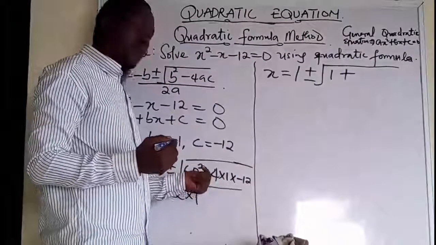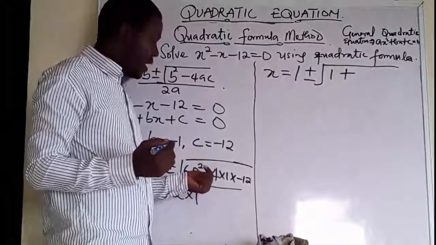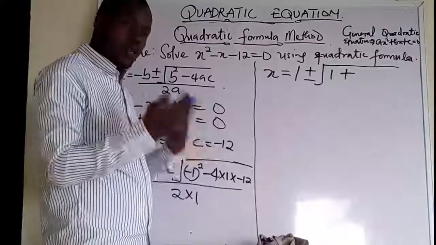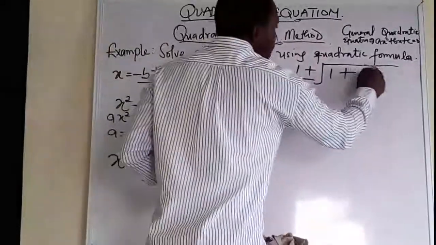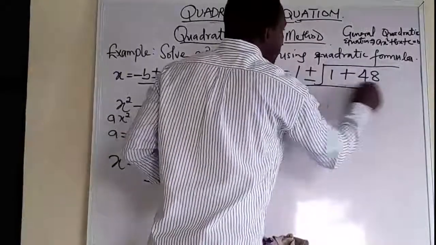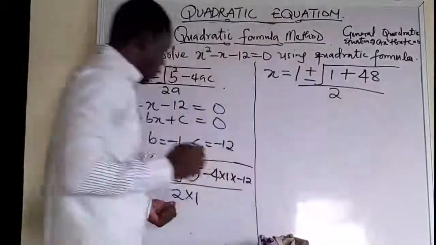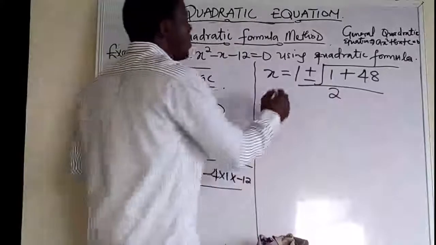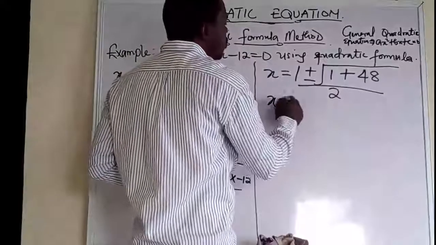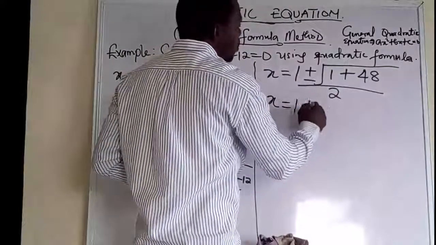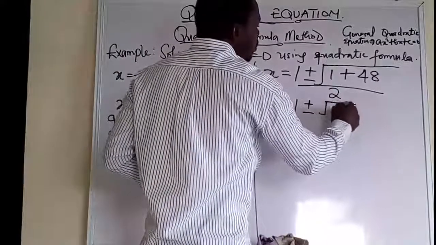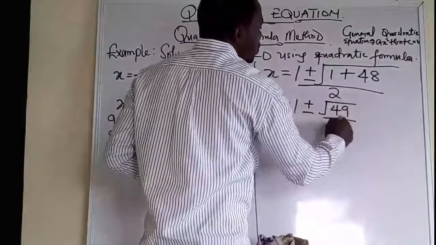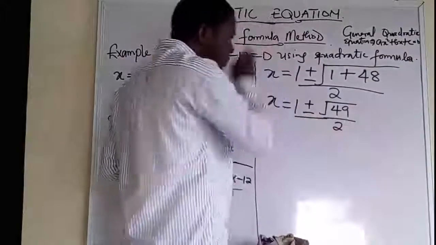So that when a sign is changing to another one, you will know. 4 times 12, that is 48. Everything over 2, because 2 times 1 is 2. So now what do we do now? We have x equals 1 plus or minus the square root of 49 over 2. I mean, everything is over 2.